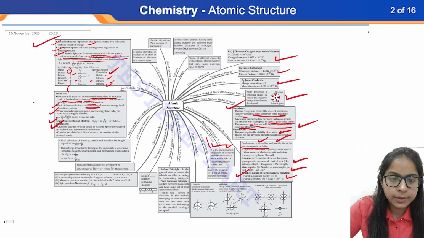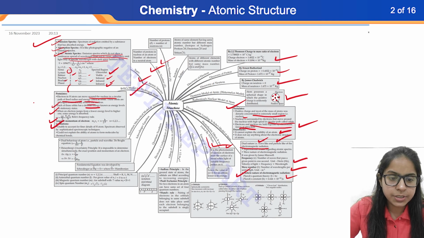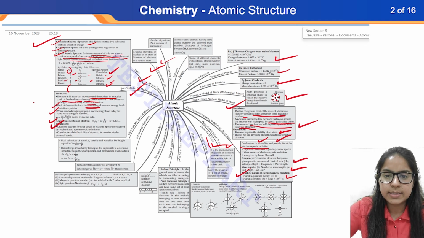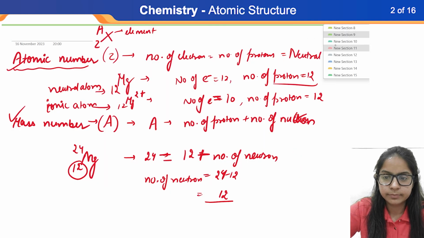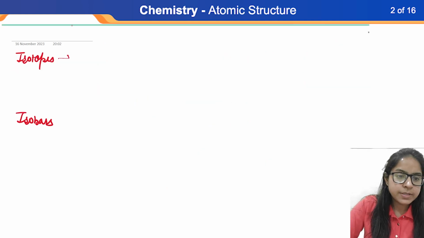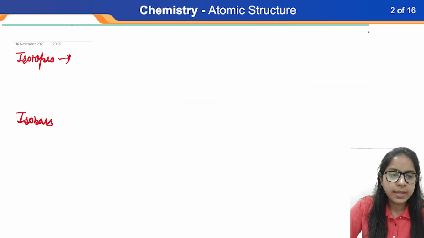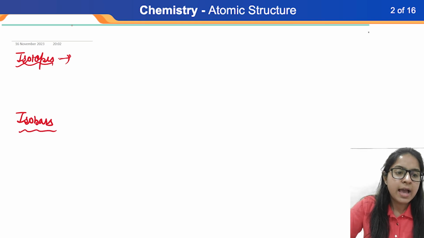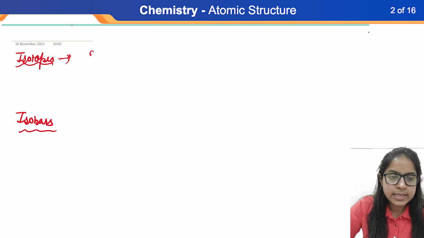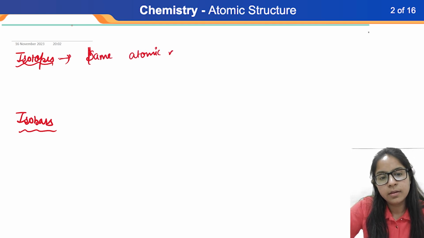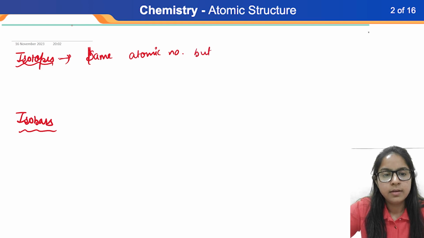Okay, so I have explained to you the atomic number and the mass number, which is the number of protons and number of neutrons, and we have explained the atomic number, types, and structure. After that I am going to explain isotopes and isobars. Isotopes have the same atomic number but different mass number.